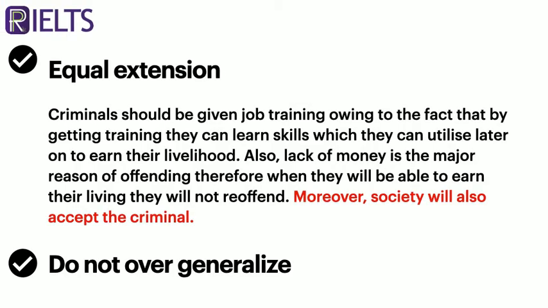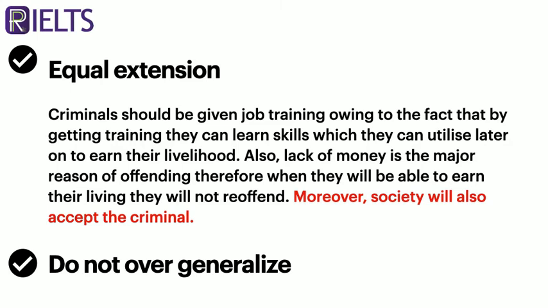So the next is equal extension. For example, you are going to write three points in your one body paragraph. You fully extended the first point, you fully extended the second point, and when you started writing the third point, you realized that the length of the essay is appropriate. Then you don't extend the last point. This is wrong. Equal extension should be given to each and every point.